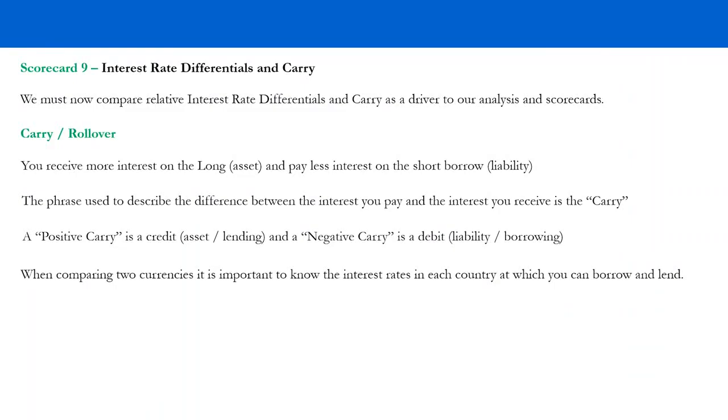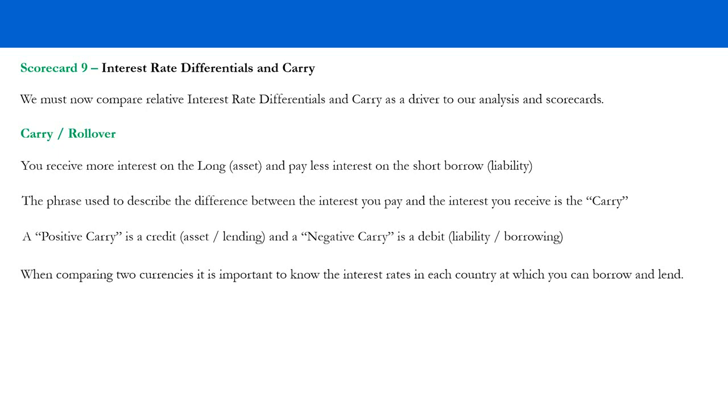Okay, so welcome back to the computer screen. What we're going to do now is compare interest rates across two geographies, so across two economic regions, and we're going to be looking at the United States and Australia as our example continues.